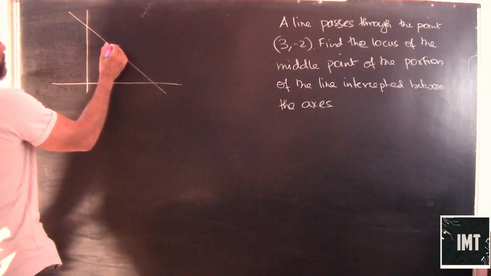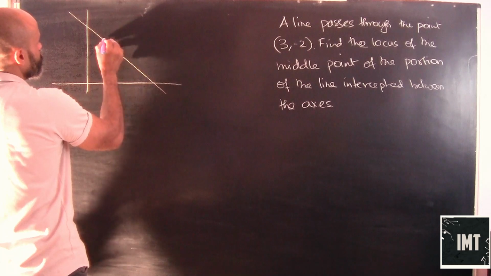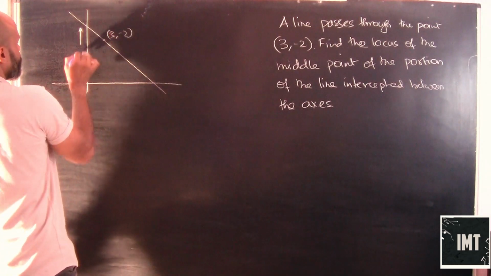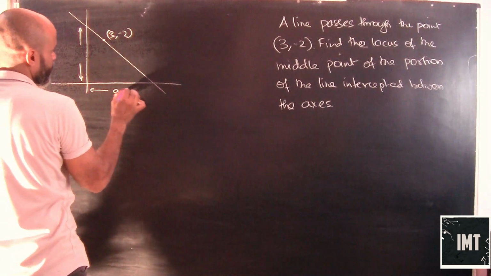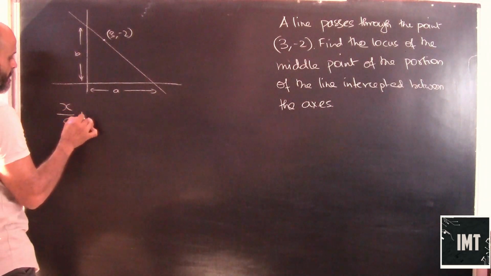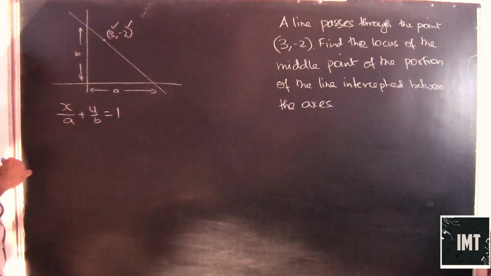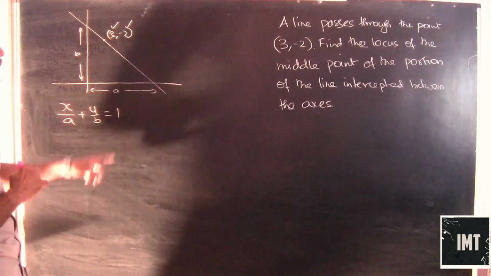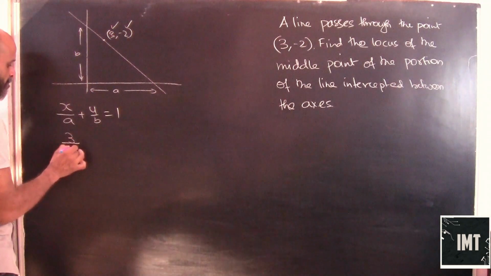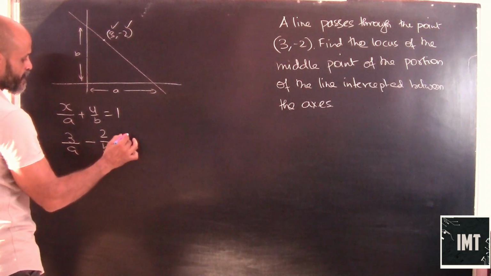So let's say it passes through the point (3, -2). Let's say this is the x intercept and this is the y intercept. So we have here x by a plus y by b is equal to 1. Now since (3, -2) lies on this line, we can say that 3 by a minus 2 by b is equal to 1.